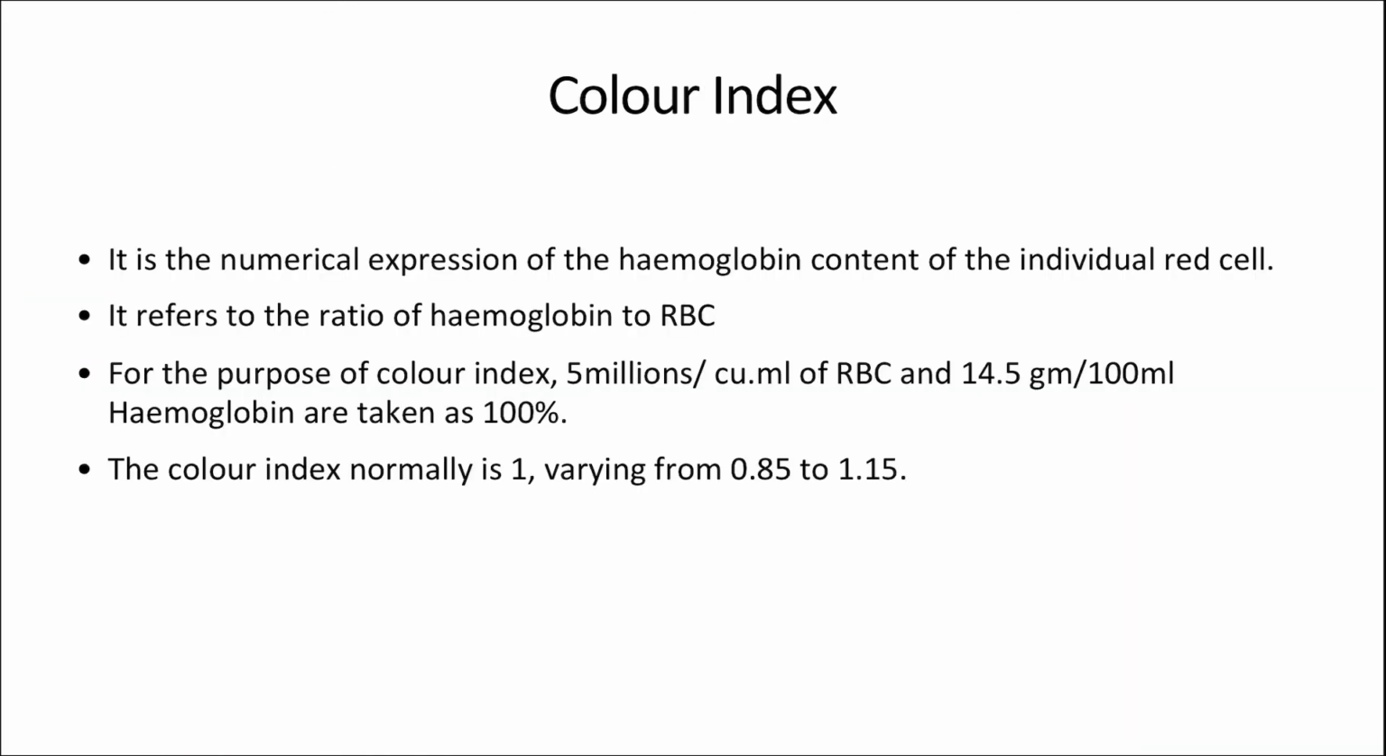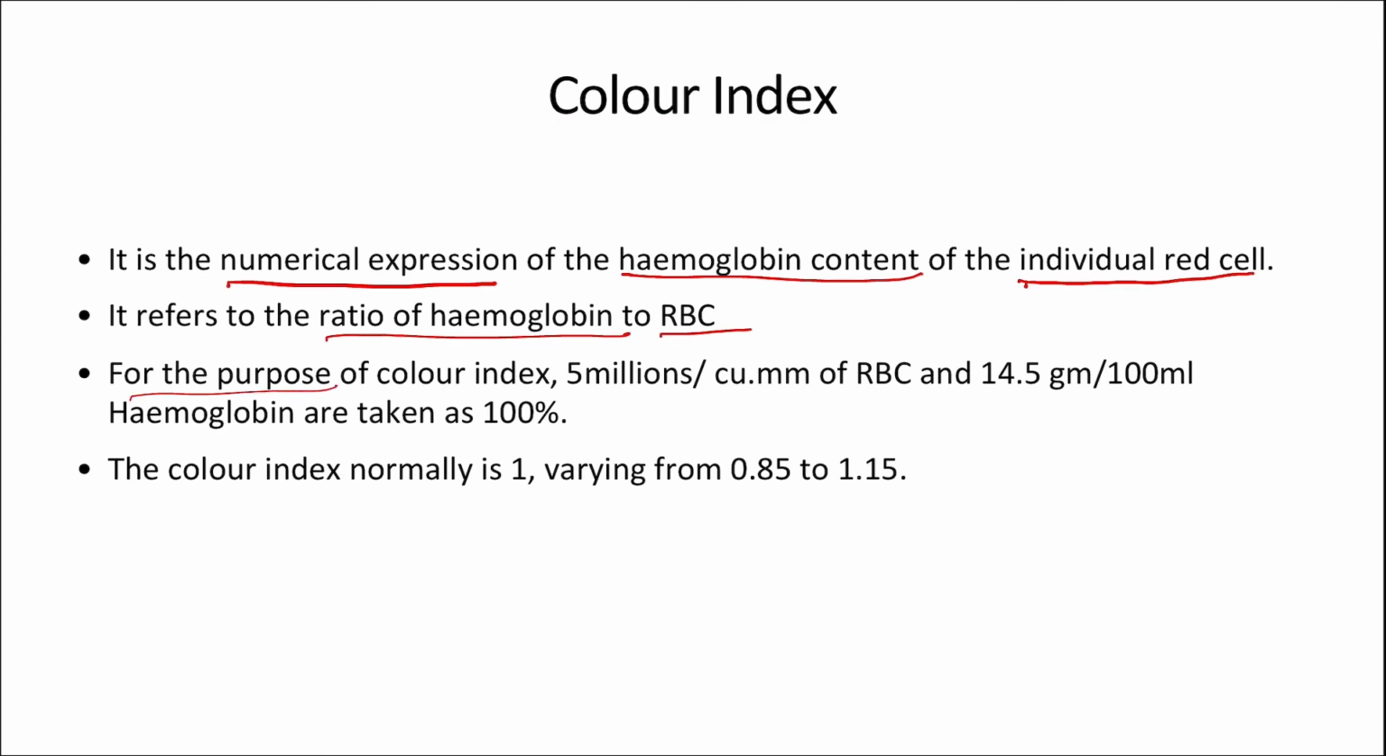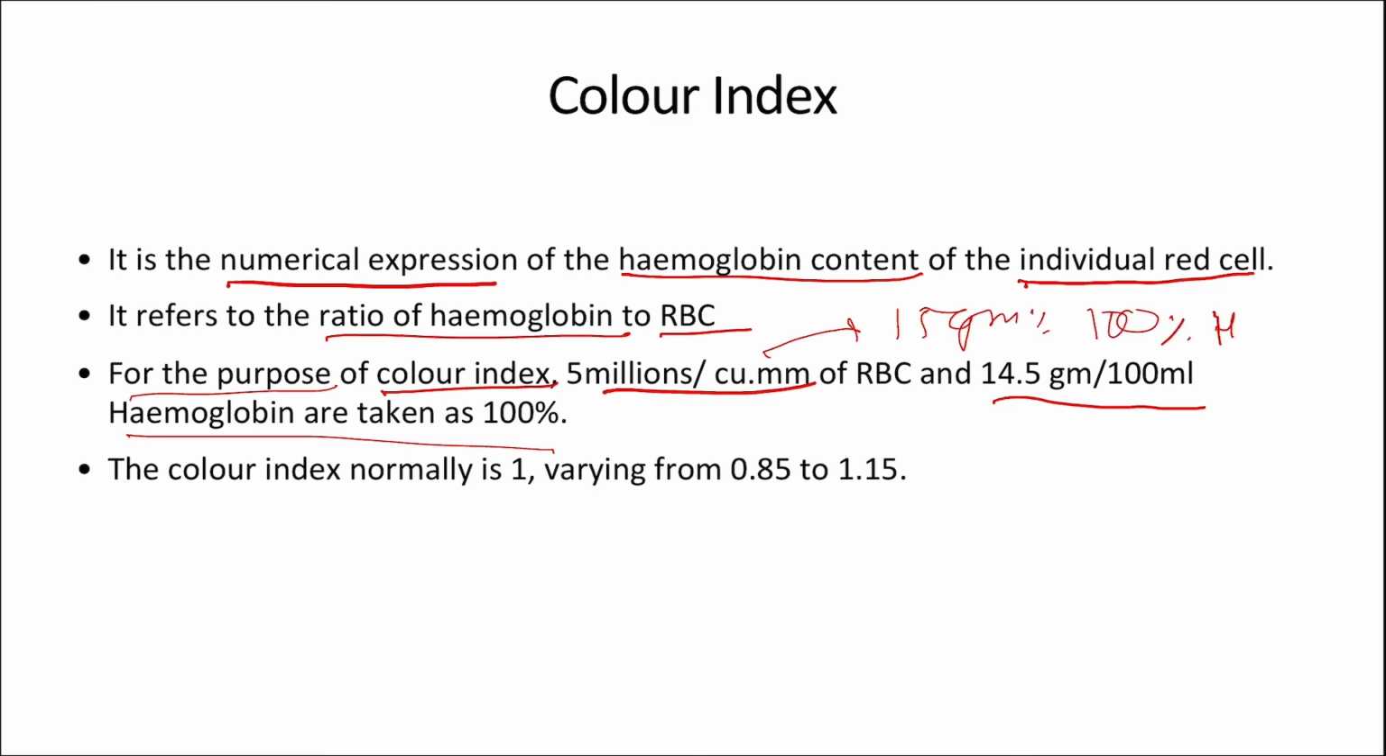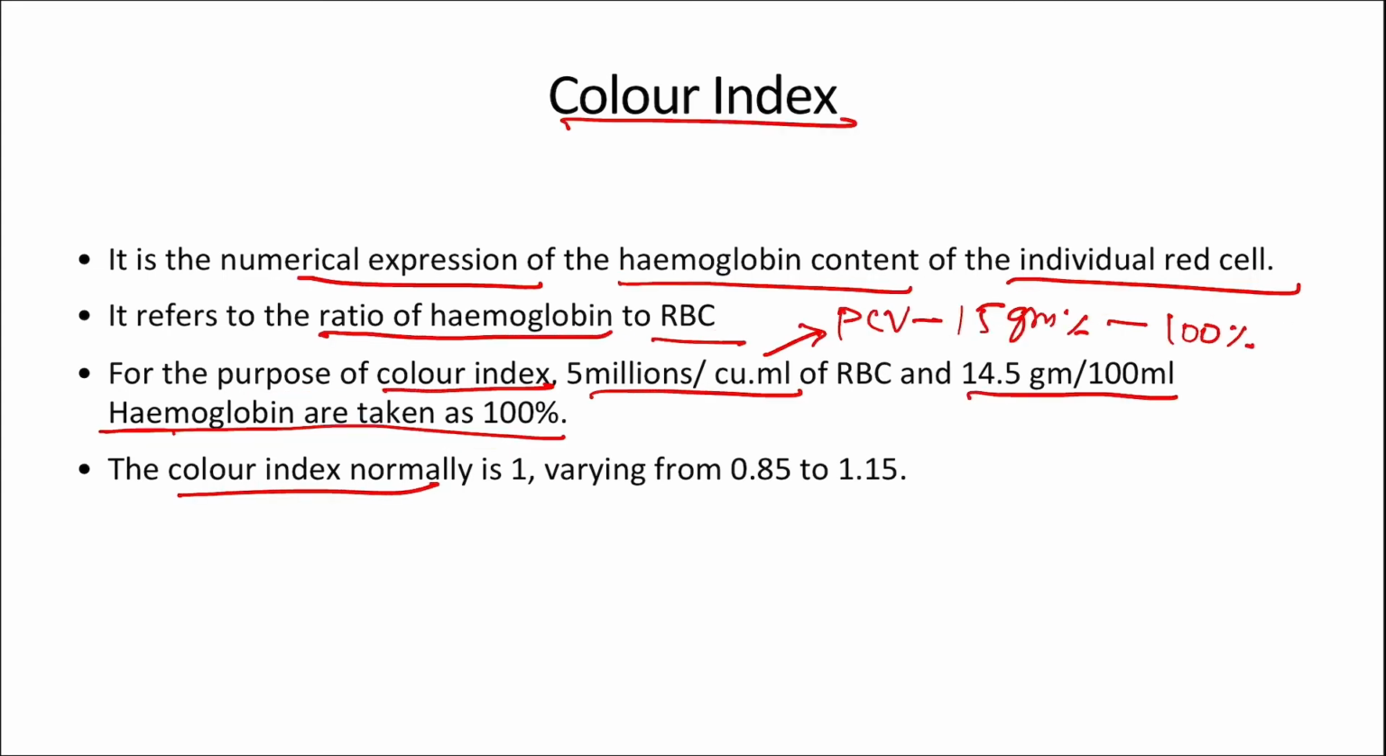Now let's talk about color index. What is the color index? It is the numerical expression of the hemoglobin content of the individual red cell. It refers to the ratio of hemoglobin to RBC. For the purpose of color index, 5 millions per cubic millimeter of RBC and 14.5 gram percentage hemoglobin are taken as 100%. Before, we were taking 15 gram percentage as our 100% hemoglobin. The color index is normally 1, varying from 0.85 to 1.15.